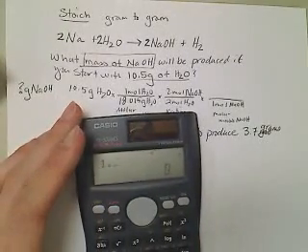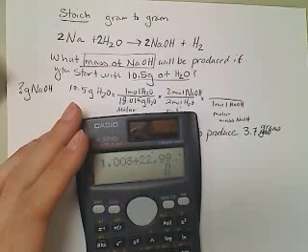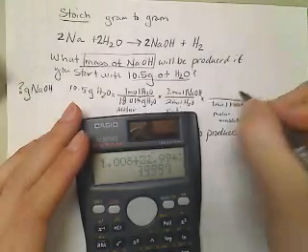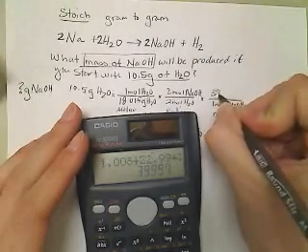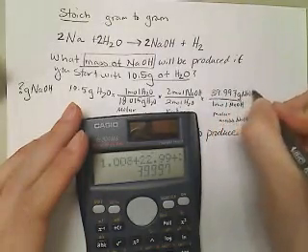So I have 1.008 plus, oh, 22.99, which is your sodium, plus 15.999 for your oxygen. This is going to give me a total of 39.997 grams of sodium hydroxide.